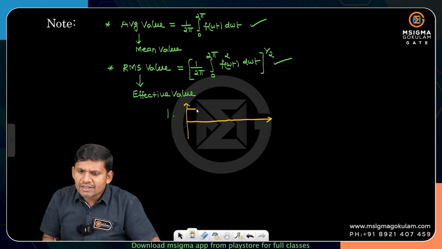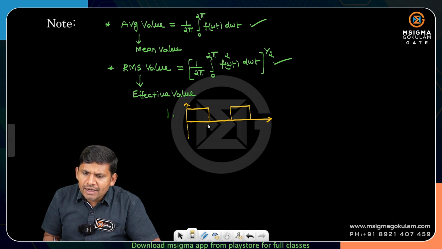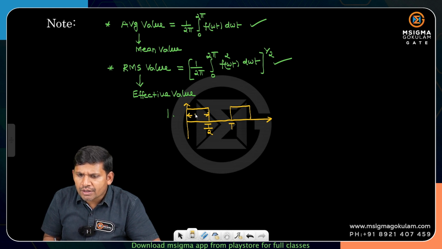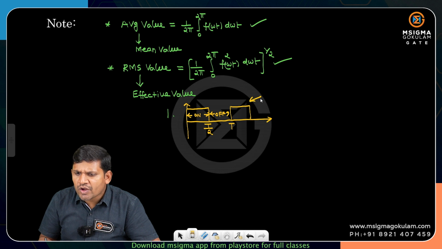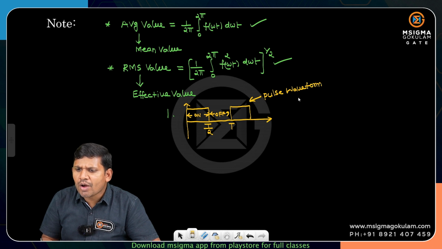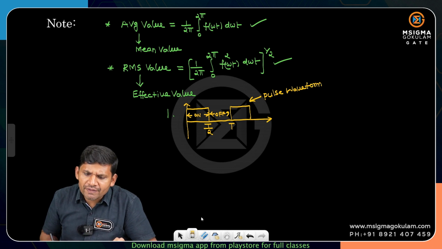Yes, this is the given pulse waveform. In this pulse waveform, let this be T by 2 and this be T. This is taken as the on time, and this is taken as the off time. This is which waveform? A pulse waveform. If any pulse waveform is given, you can directly apply the formula like this. Let the amplitude of this waveform be A.